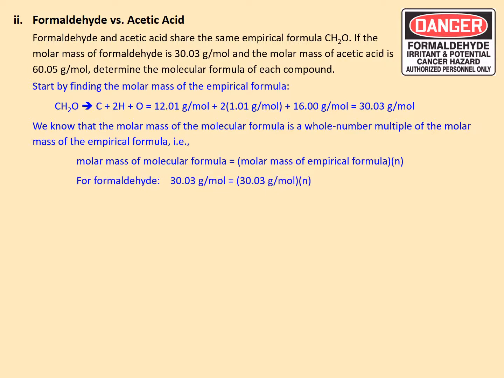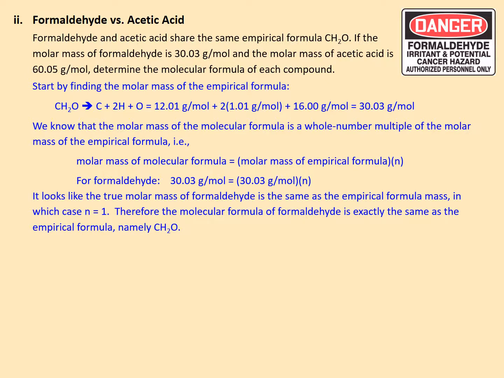In this case, we're going to need to figure out n. So for formaldehyde, the molar mass of the molecular formula is given to us in the problem, 30.03 grams. We figured out the molar mass of the empirical formula, which is also 30.03 grams. So we see that for formaldehyde, the value of n must be 1. It looks like the true molar mass of formaldehyde is the same as the empirical formula mass, in which case n equals 1. Therefore, the molecular formula for formaldehyde is exactly the same as the empirical formula, namely CH2O.